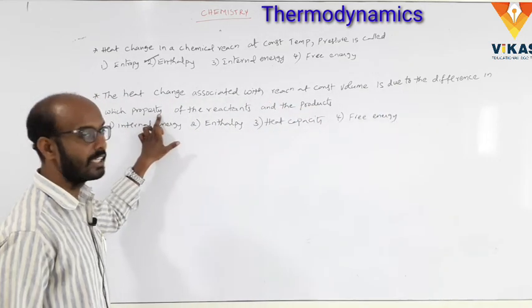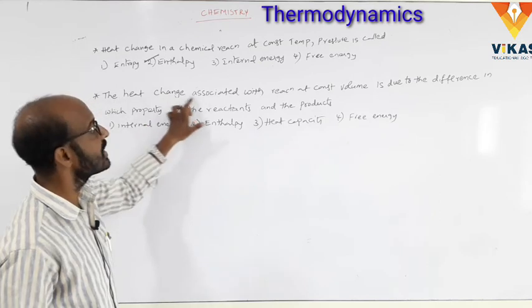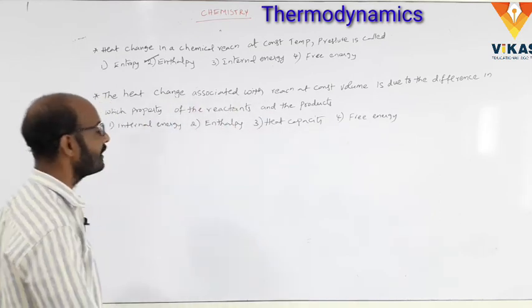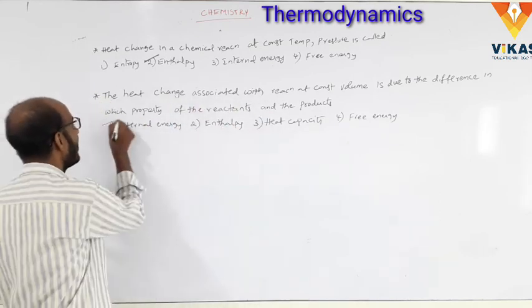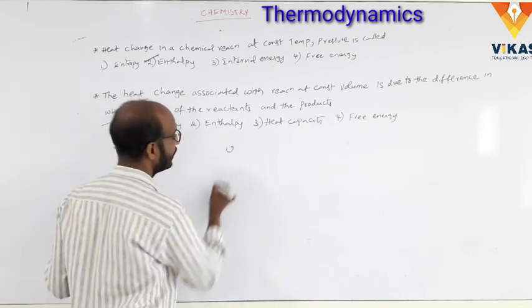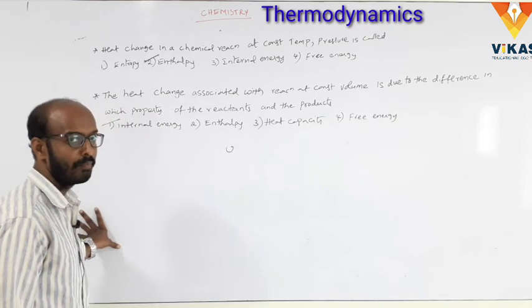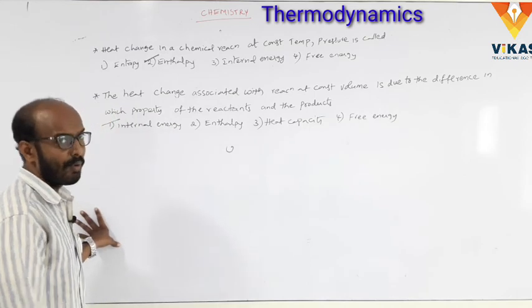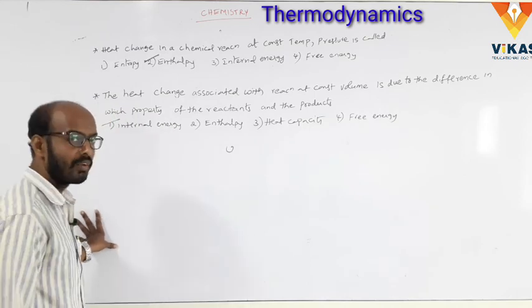The heat change associated with the reaction at constant volume is due to the difference in which property of the reactants and the products? That is the internal energy. Why do we know the internal energy? It is represented by U. I gave one point on the internal energy. What is the internal energy?